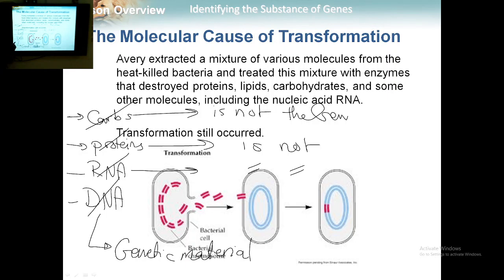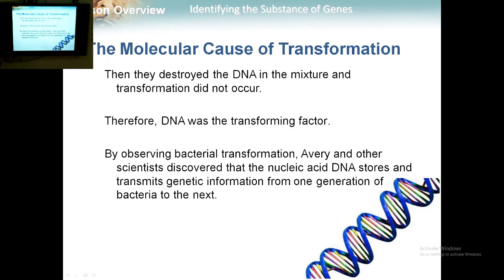Once he destroyed the DNA, he discovered that the transformation didn't happen. So the main cause of the bacterial transformation was the DNA. The transformation happens when the DNA is found. Once the DNA is not found, the transformation will not happen. Okay, is it clear? So again, once they destroyed the DNA in the mixture, the transformation didn't occur. So the transforming factor is the DNA.